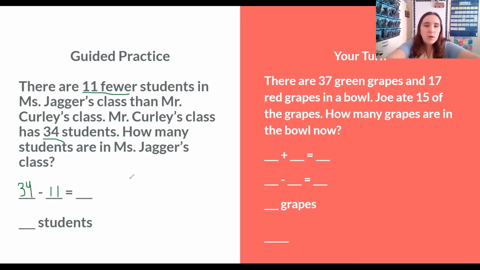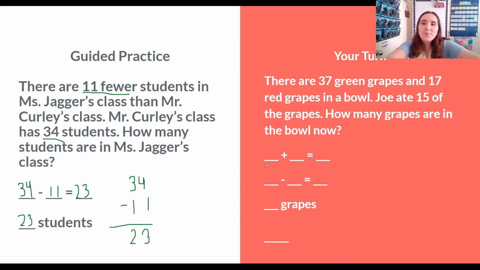So I'm going to do my stacking again, just because these numbers are pretty easy. So 4 minus 1 is 3, and 3 tens minus 1 ten is 2 tens. So there are 23 students in Miss Yeager's class.